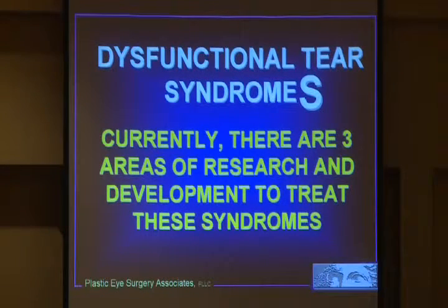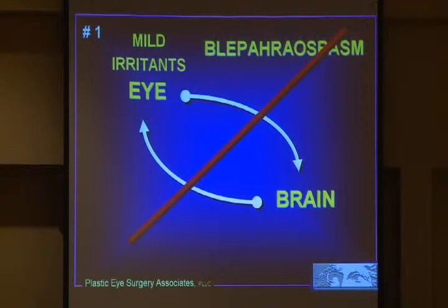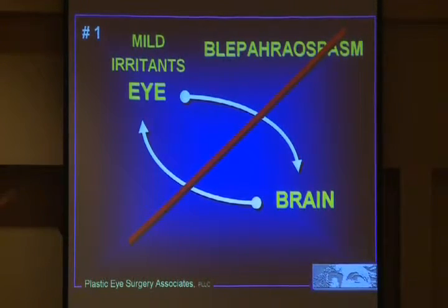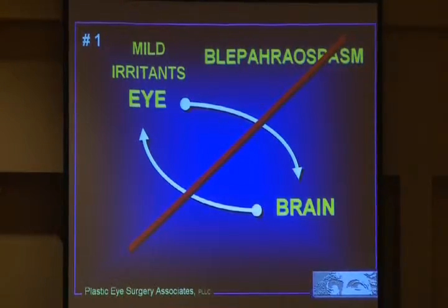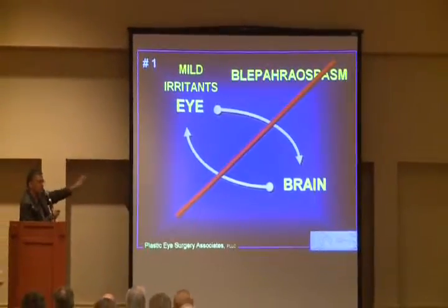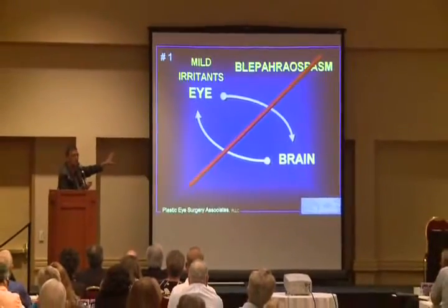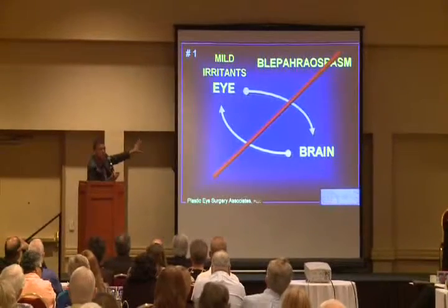So there are three areas of research and development to treat these syndromes, and we'll talk about them pretty generally. The first is this thing that we've talked about before, where in blepharospasm patients, these mild irritants turn the brain on, and we had a very nice discussion about that earlier today. And this is where we really have to get some change if we're really going to make an impact on blepharospasm. We've got to understand this better. These guys are working very hard on this, and when we do understand it better, there's the potential to turn this cycle off.